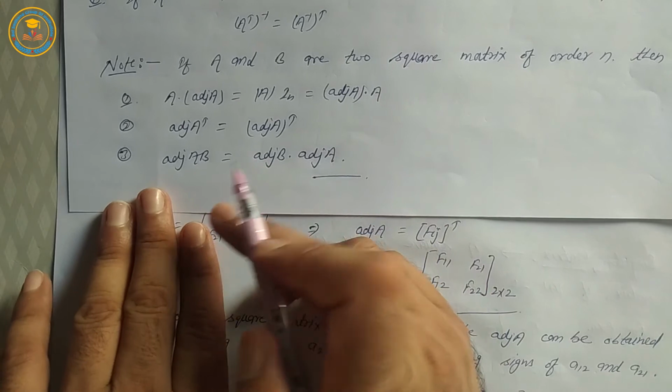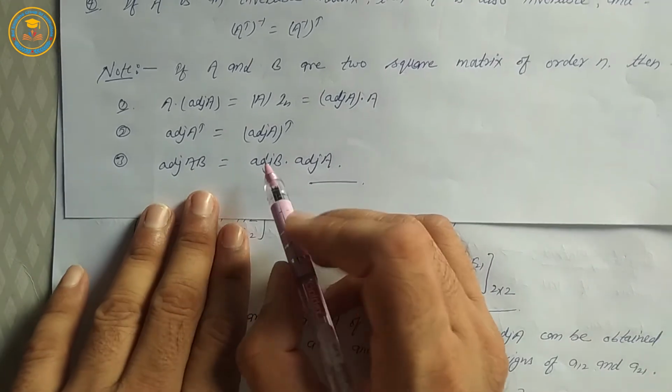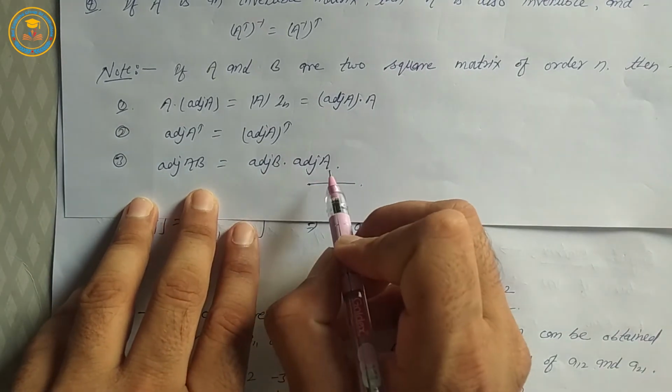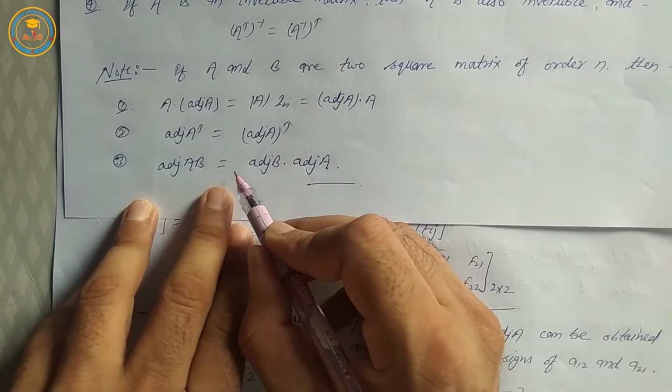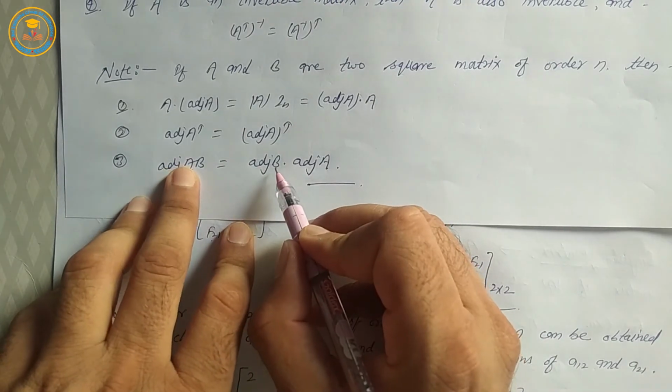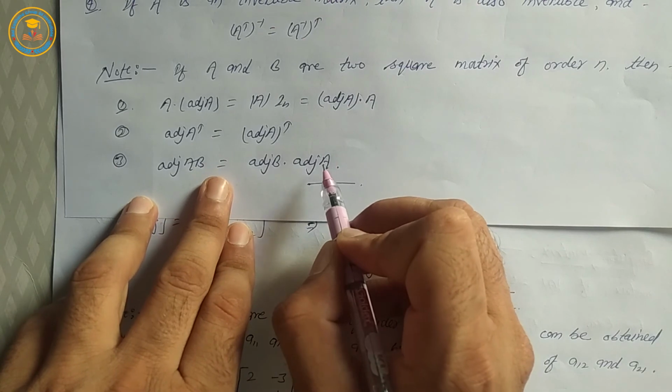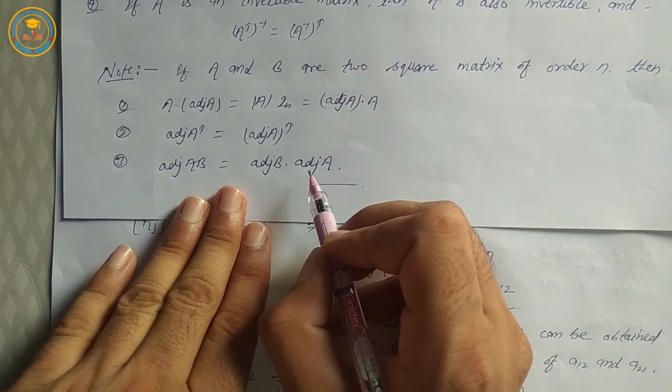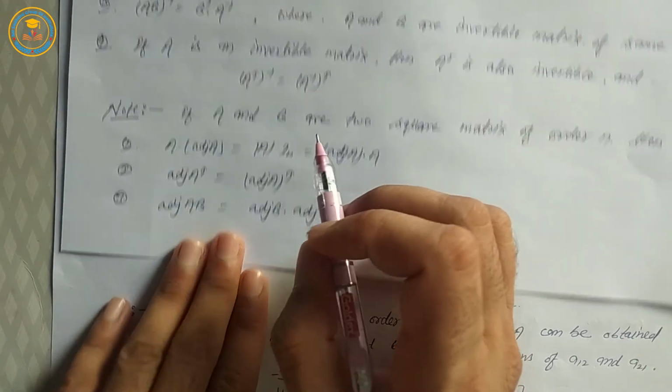Third point: adjoint of AB is equal to adjoint B into adjoint A. Adjoint AB equals adjoint B first, into adjoint A second. Left equal to right side.